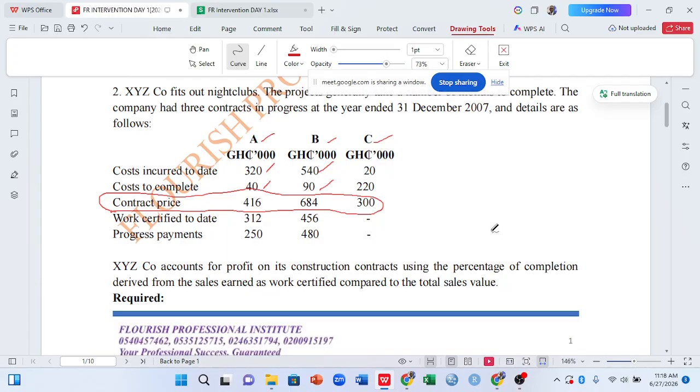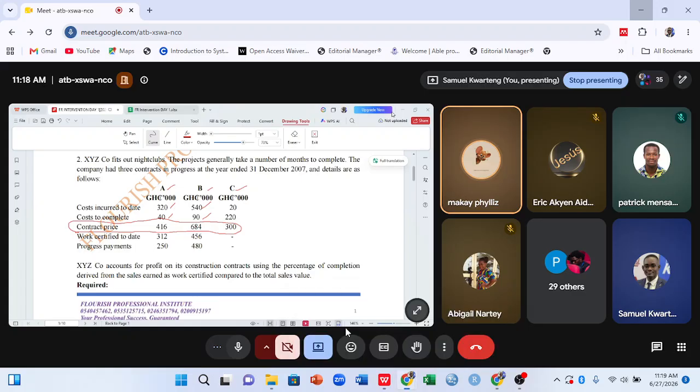Is it input or output? It's input. That's wrong. Hey, it's a percentage of... It says XYZ accounts for profit on its construction using a percentage of completion derived from... Percentage of completion is output. Percentage of completion is just percentage.